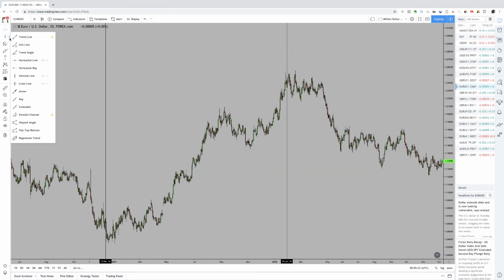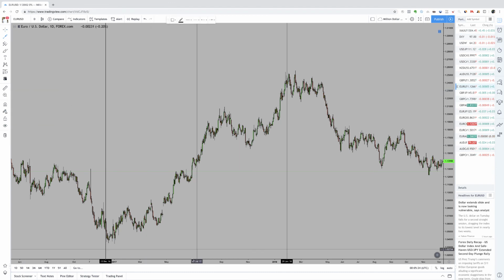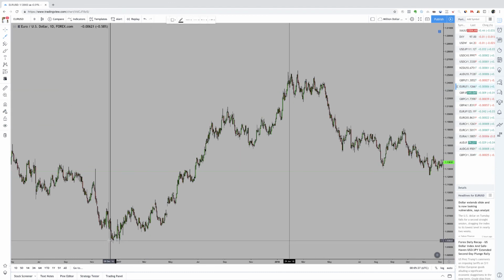Okay, if you said it's a bullish trend, you are correct. Remember, a bullish trend starts at the bottom left and goes to the top right. What does a bullish trend consist of? A bullish trend consists of higher highs and higher lows. Let's look at it. It looks like we have higher highs. It looks like we have higher lows. Bullish trend.